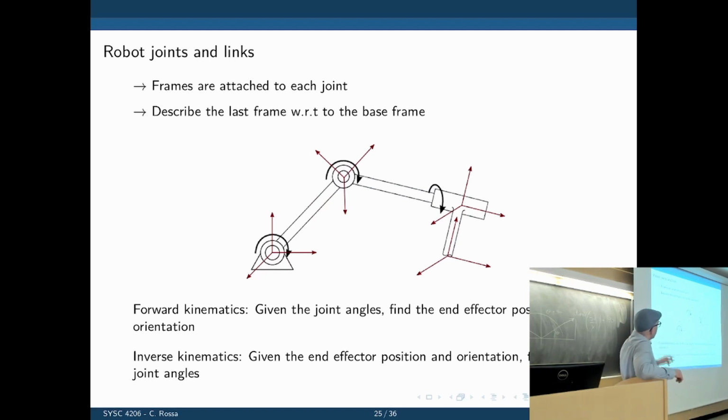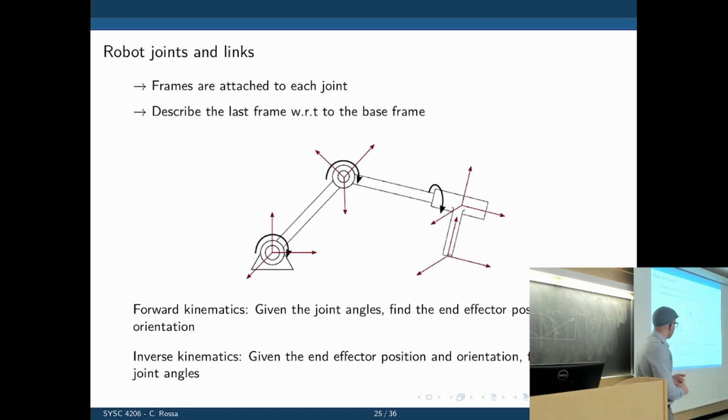Being able to find where the tip of the robot is, given this angle, this translation, and that rotation, is what we call the forward kinematics problem. And it's basically a multiplication of these homogeneous transformation matrices. Now, another question is, given a desired position and orientation of this frame, what should the other angles be? It's a much more complicated problem, and that's the inverse kinematics problem.